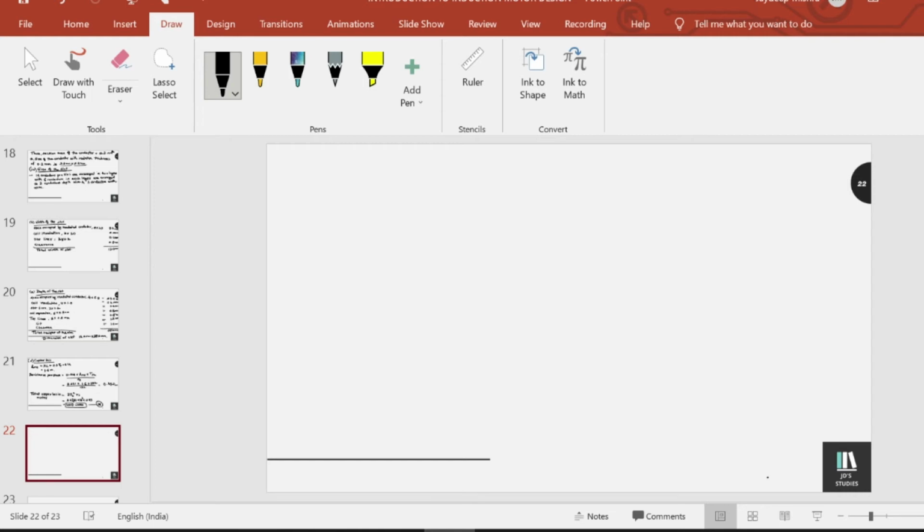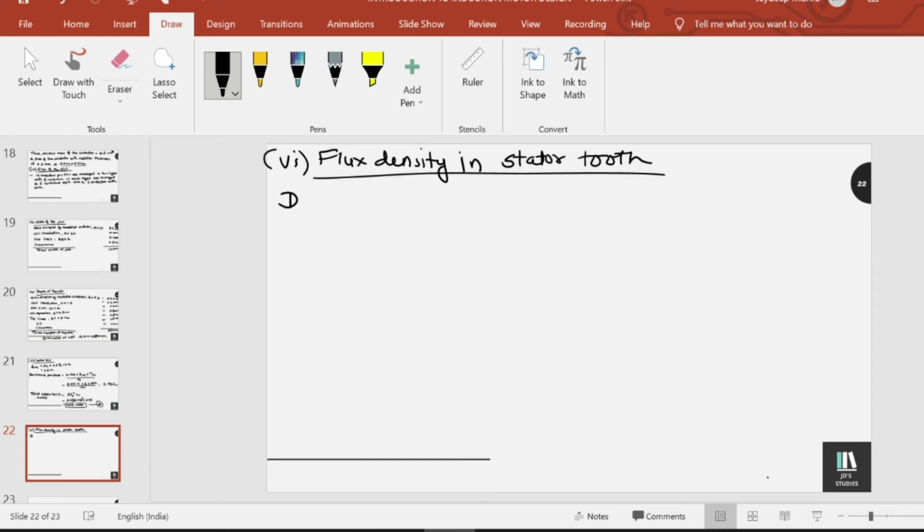Okay, now next what we have to find is the flux density in stator tooth. First of all, we will find the diameter at one third height, D dash. What is D dash? D plus one third of the height of the stator tooth multiplied by 2. So we will get 0.693 meter.